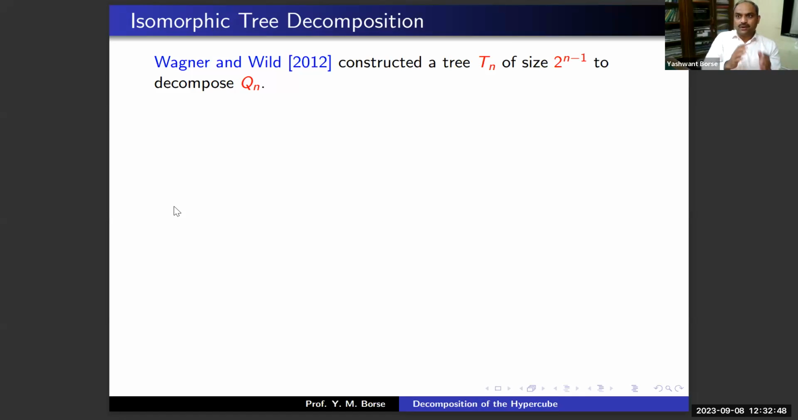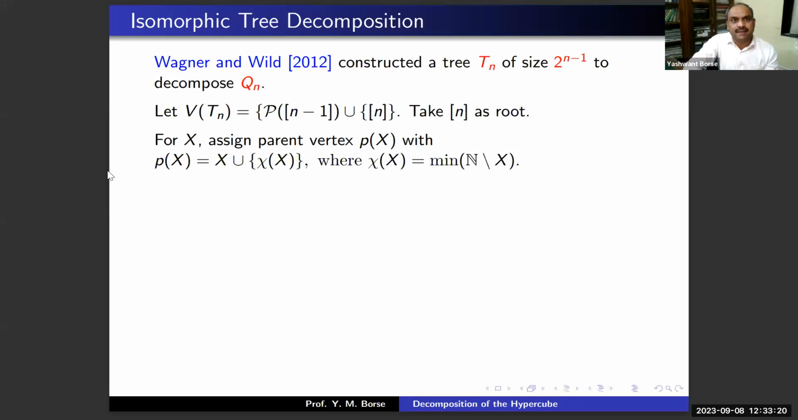Now we will talk about... we have just seen decomposition into any tree of size n. Now think of a larger size, say size 2 raised to n minus 1, almost half the size of Qn, right? So Wagner and Weil consider the decomposition into a tree of large size, size 2 raised to n minus 1. They constructed such a tree, say Tn, that decomposes Qn. Their construction I am giving here.